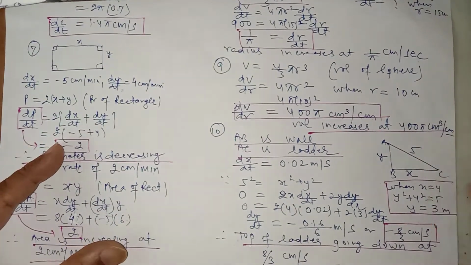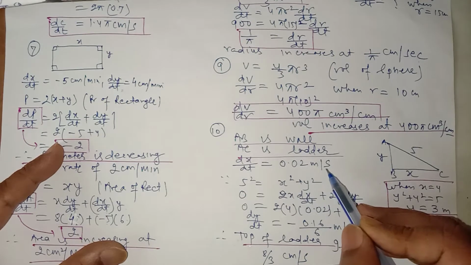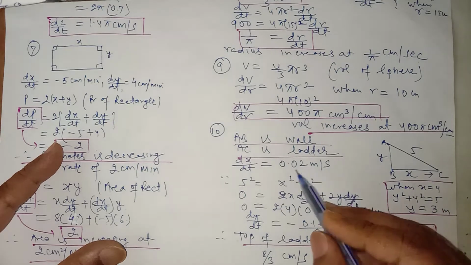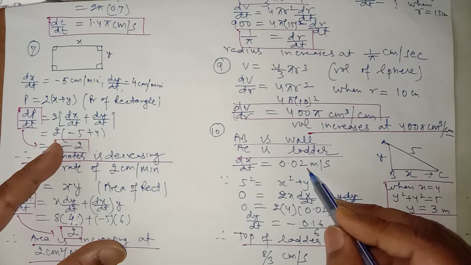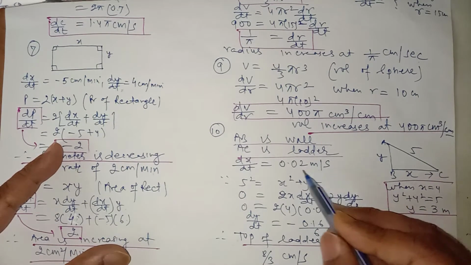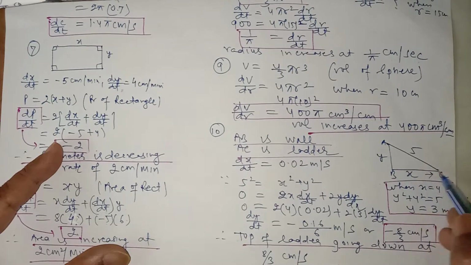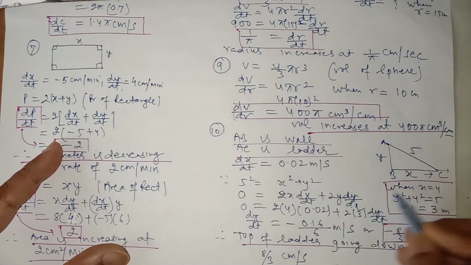Now in question number 10, it is given there is a ladder leaning against a wall and the length of the ladder is 5 meter, and it is given that the base of the ladder is moving away at a rate of 0.02 meter per second. It is given as the rate of change of its base, that is, the base of the ladder is moving away from the wall. So it means x is increasing.